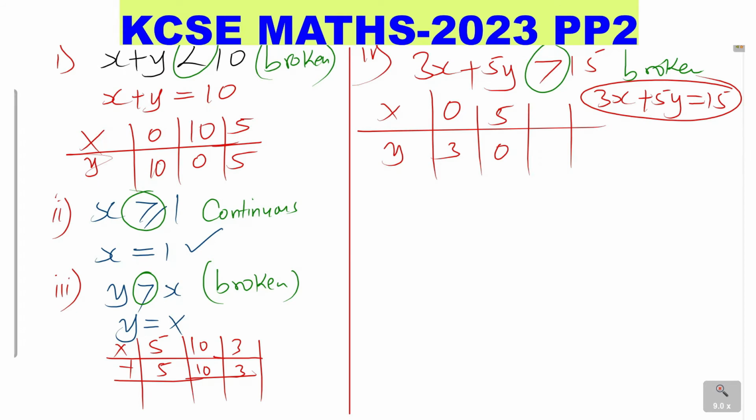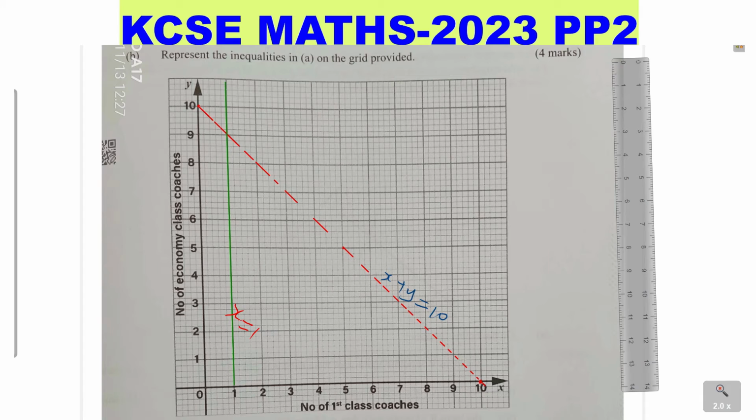The next one, y is greater than x. The line is y is equal to x. So y is equal to x is the line that passes through the center of the axis. That is exactly between the x and the y axis. That is the line.